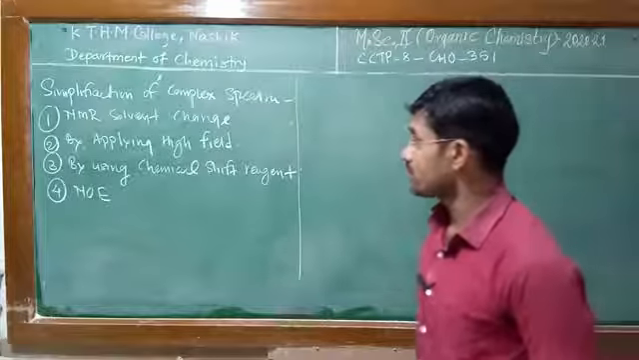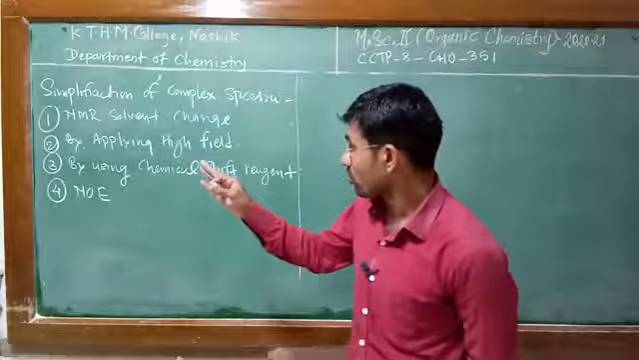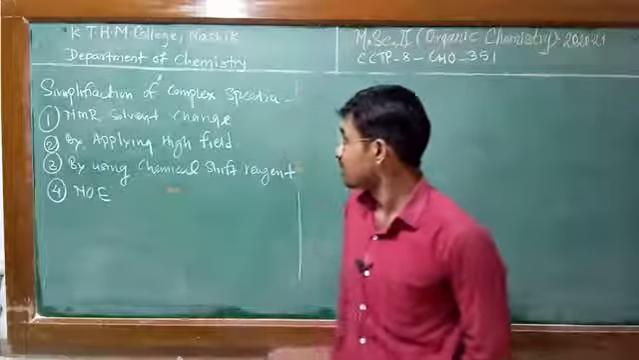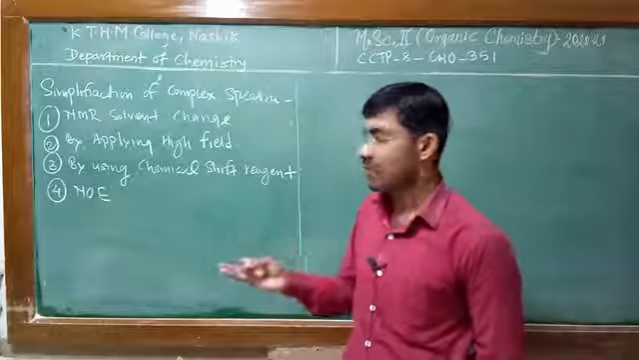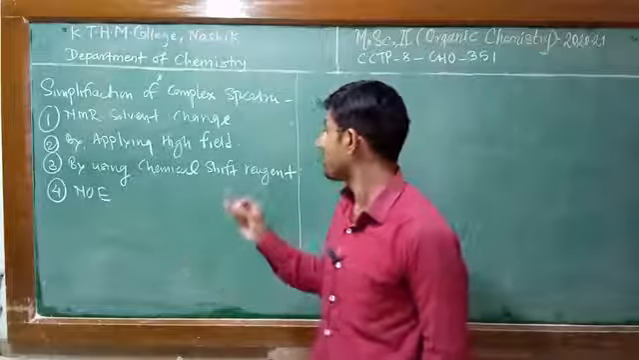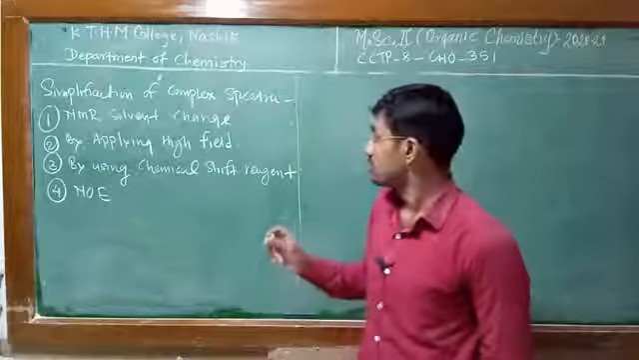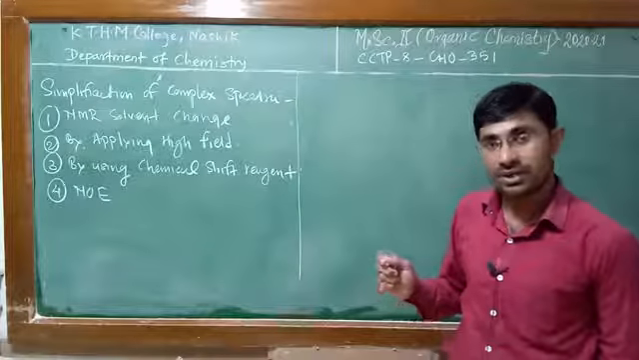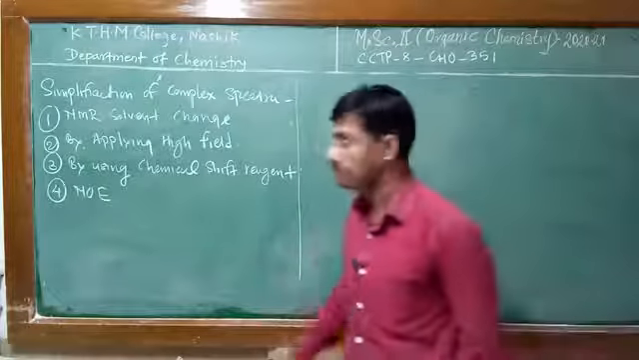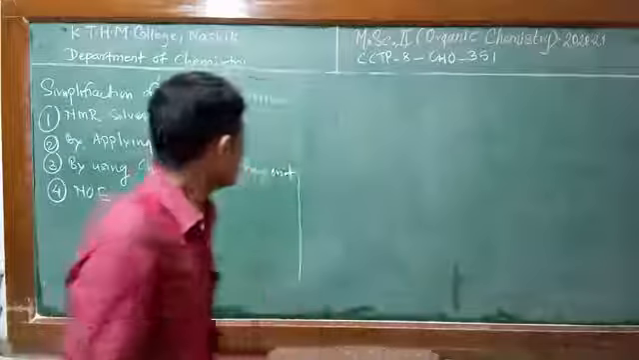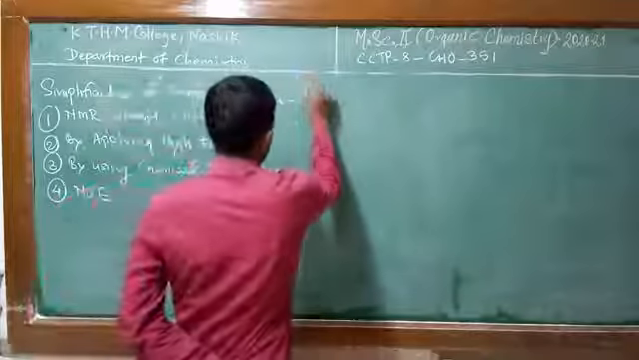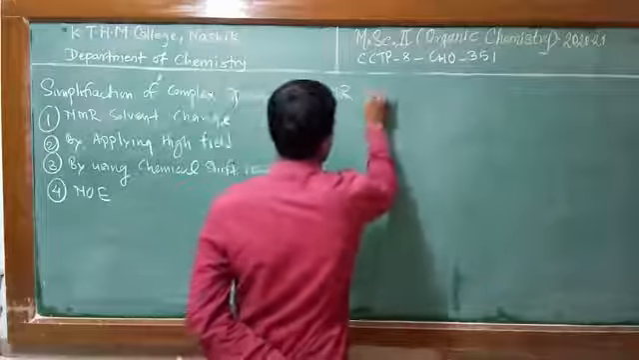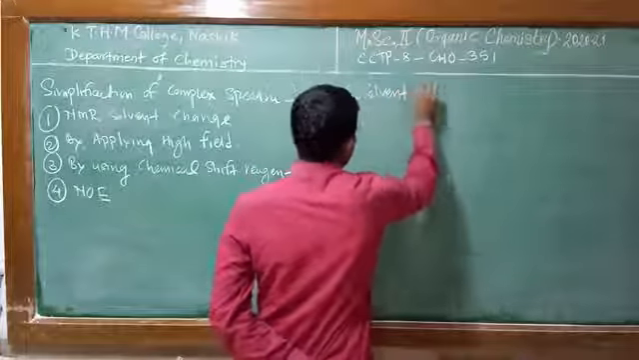So in this lecture, I am going to talk about the first three ways: the NMR solvent change, applying a high magnetic field, and using a chemical shift reagent. How they simplify the complex spectra, we are going to discuss here. So first is the NMR solvent change.